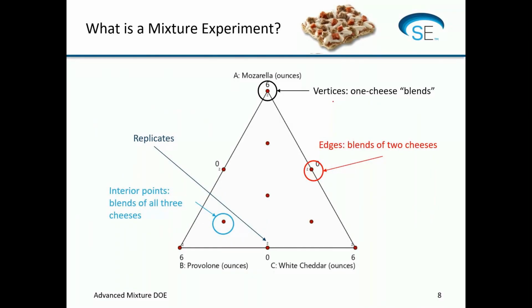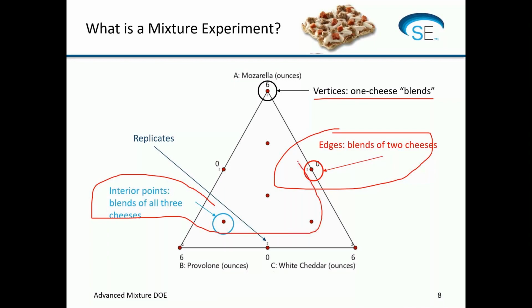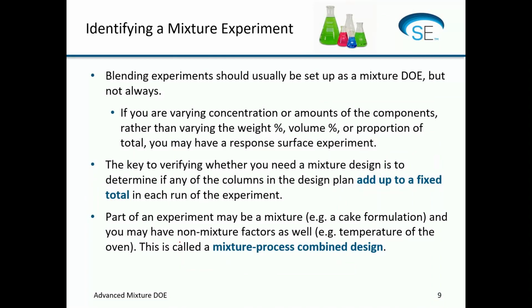So this is what a mixture design space looks like. Typically, it looks like a triangle, or we call it a simplex. You have vertices, which represent single-cheese blends. You have edges, which represent blends of 2 cheeses. You have interior points, which represent blends of all 3 cheeses. And anytime you see a little number next to the point, next to the run, that means we're going to be doing a replicate. So we're going to be doing it 2 times or 3 times or however many times the software suggests that you do it. So blending experiments should usually be set up as a mixture DOE, but not always.